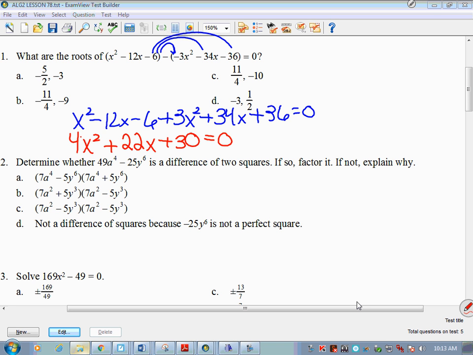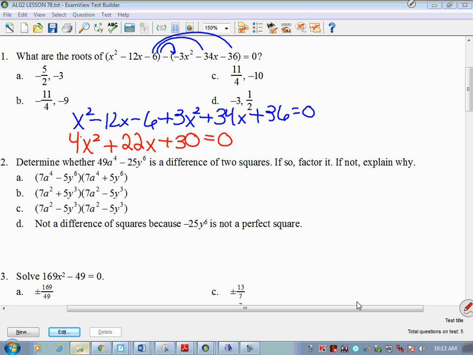What would you do after that? Anybody know? Think about it. Consider it. This question is on a test. We want to know what the roots are. Take out a 4, take out a 2. What do you think? Take out a 2. I can take a 2 out of everything.